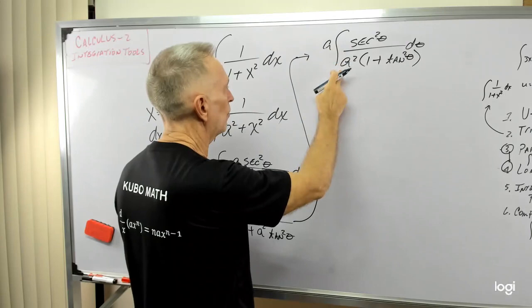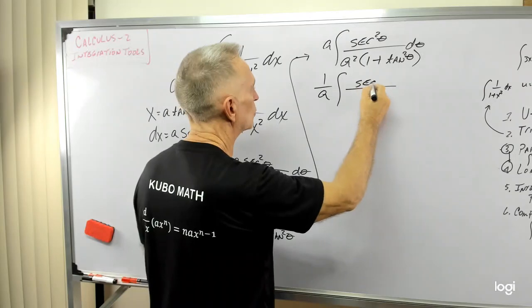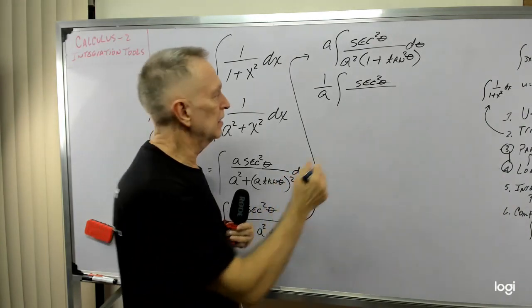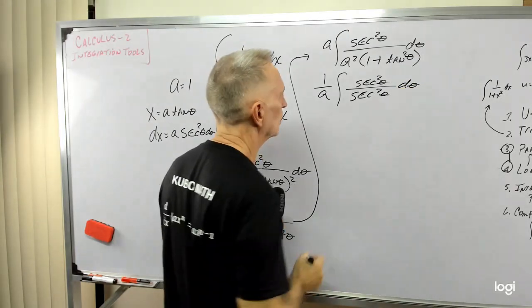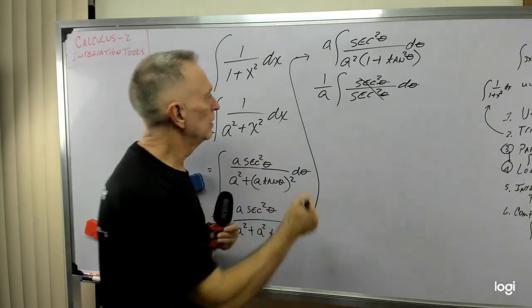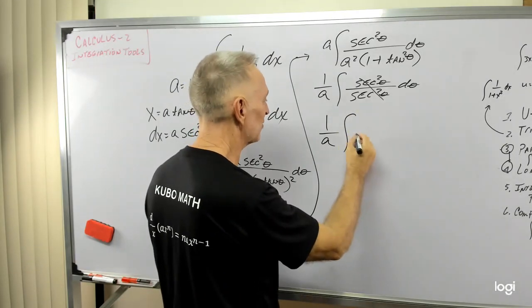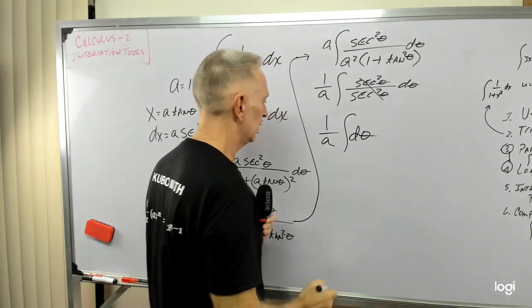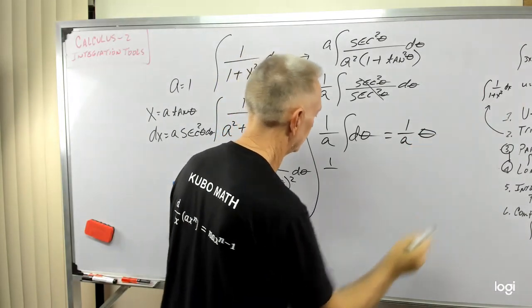So let me pull the a squared out. I have a over a squared, which gives me 1 over a. The integral of secant squared theta over secant squared theta, d theta. Secant squared theta over secant squared theta is 1. So now this thing is going to get down to nothing. Looks like 1 over a times the integral of d theta. So what does that equal? 1 over a times theta.